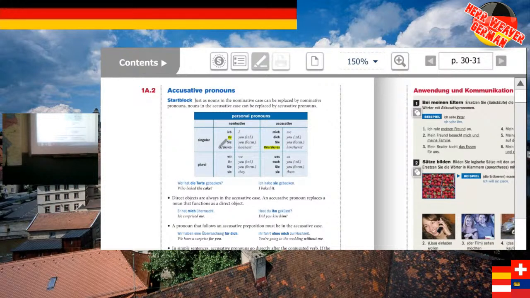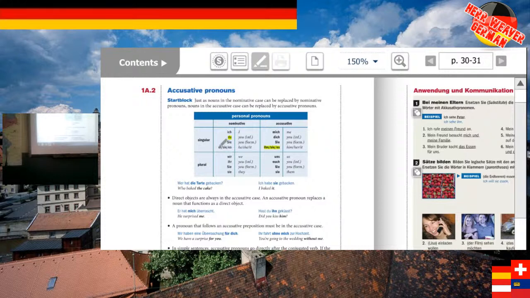Okay. Now, wir, I'll make this real easy. If you want to say the word us, there's just one word for us. What is it? Uns. Look how close uns is to English. Uns. What about, this is the weirdest one. The accusative form of you plural. Euch.